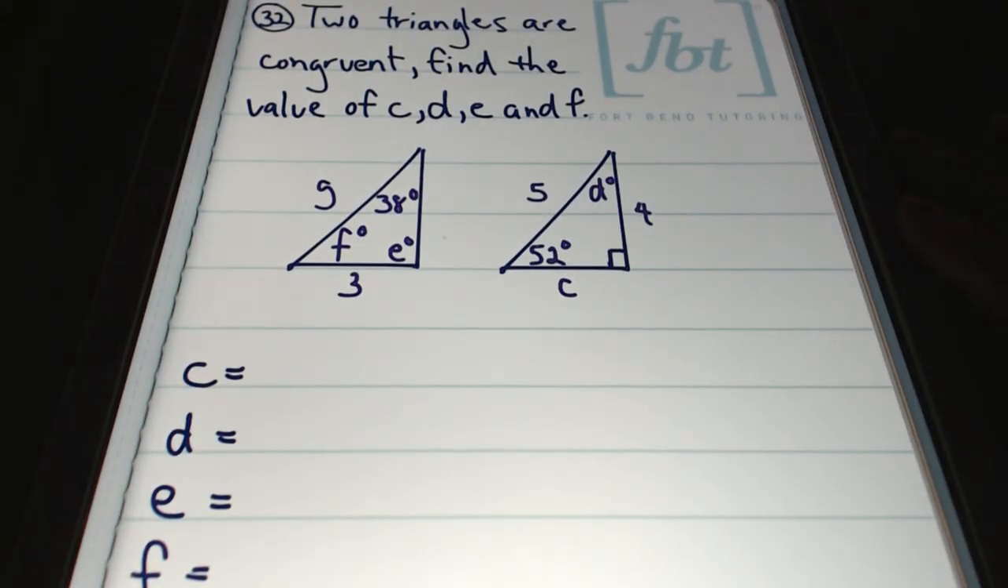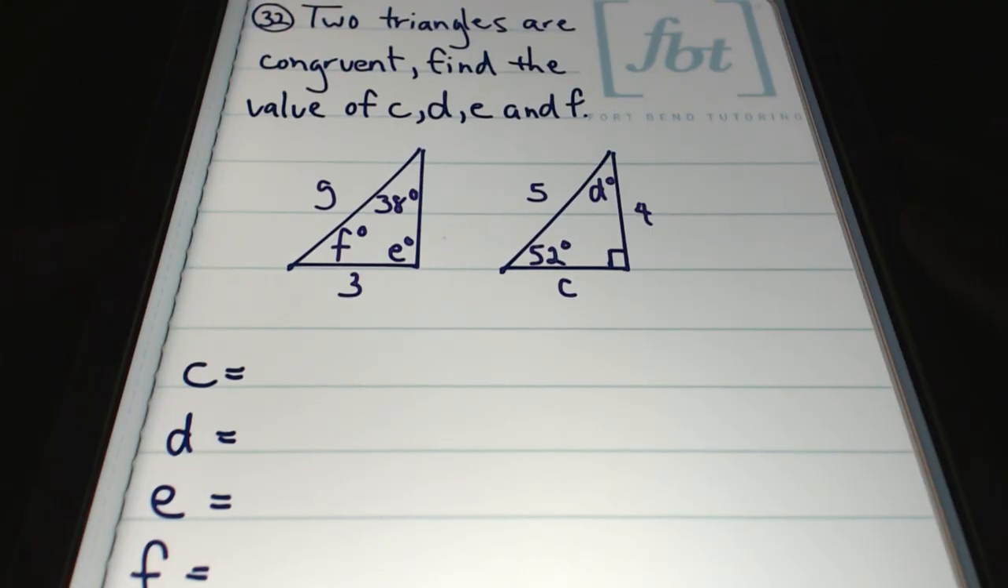And that was problem number 31. On to problem number 32, guys. Problem number 32. We have 2 triangles that are congruent. Find the value of C, D, E, and F. That's exactly what they want us to do.